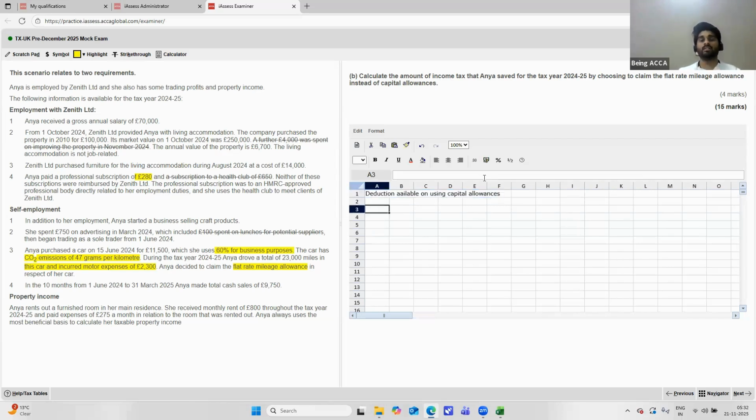Well, on using capital allowances, how do we calculate that? First would be your capital allowances. As we already know, Anya, this car is making CO2 emissions of 47 grams per kilometer. That means the first year allowance would not be available because it is not a zero emission car.